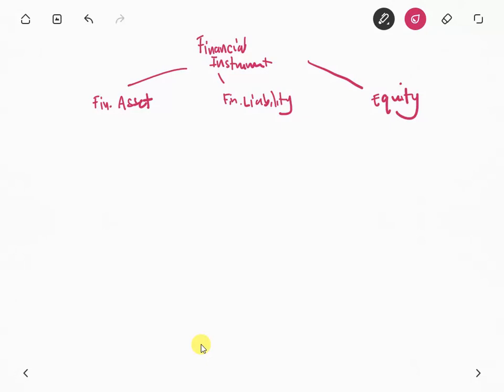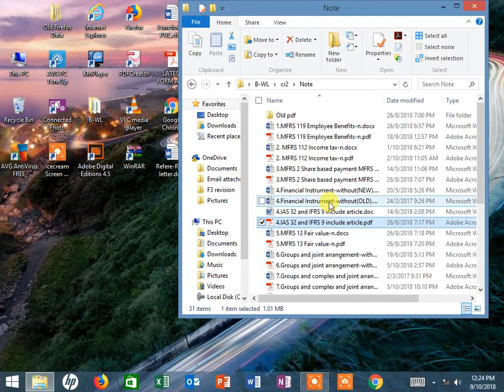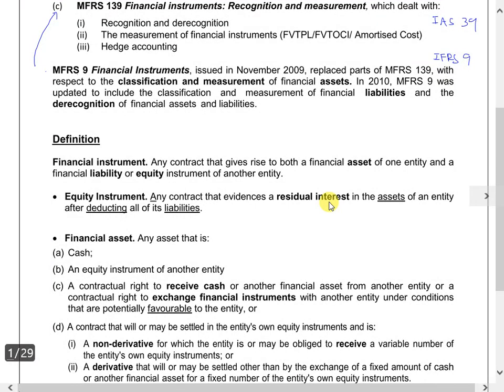So, the definition for financial instrument. It's a contract. We know a contract has to be an agreement between two parties, correct? It can be written, it can be oral. So a contract that gives rise to both a financial asset of one entity, which means one entity will record an asset, and a financial liability or equity of another, which means the other party will record a liability or equity. So asset to one, liability to the other, or asset to one, equity to the other.